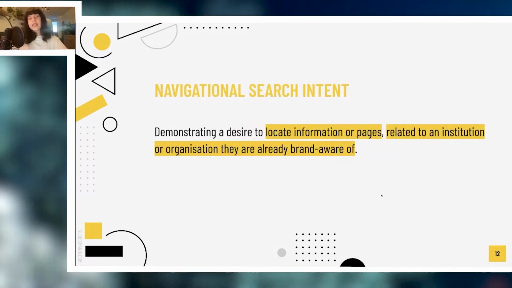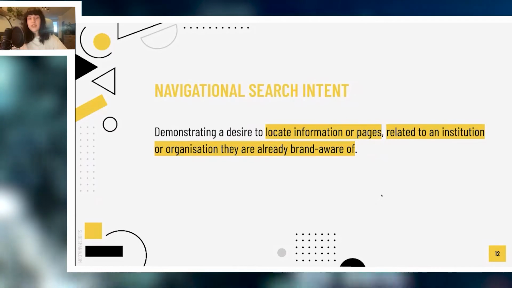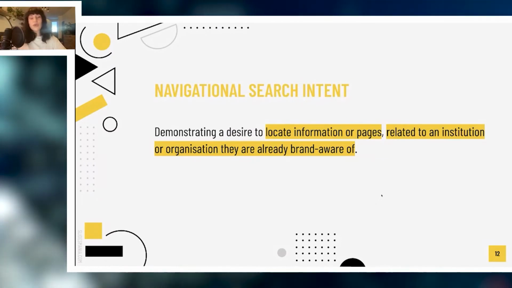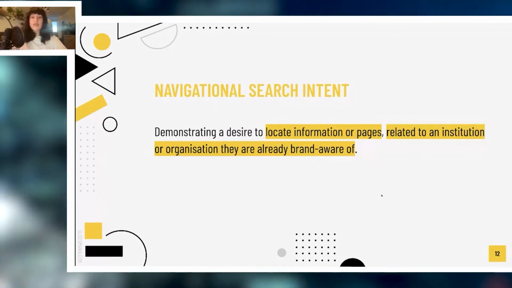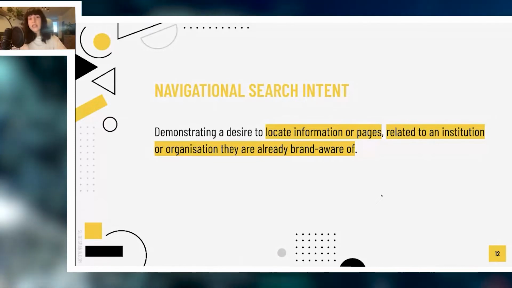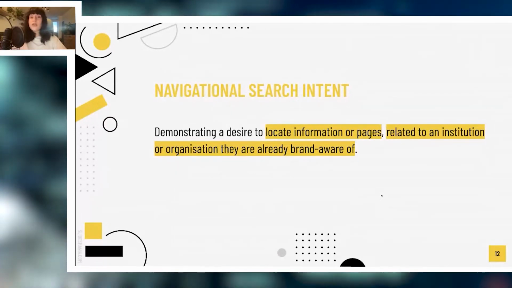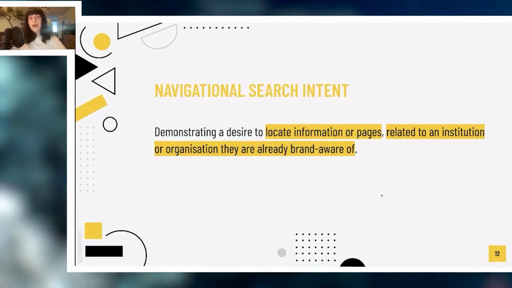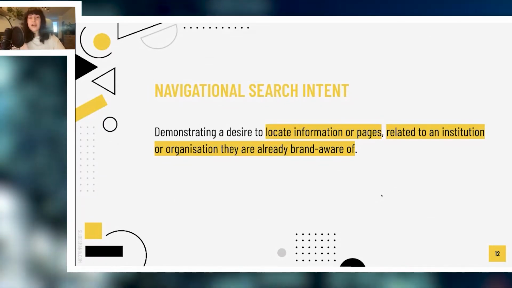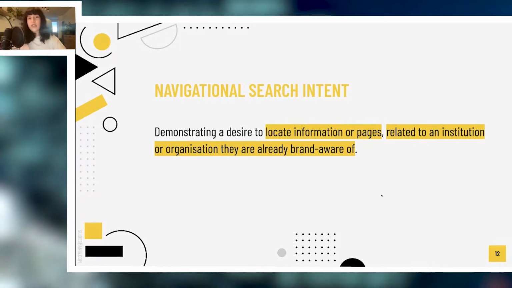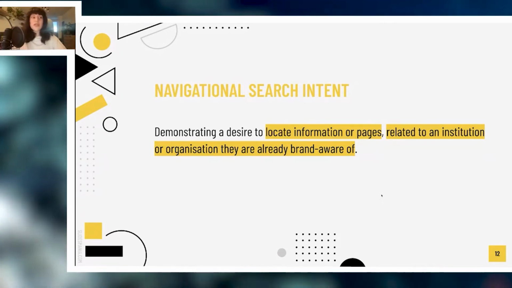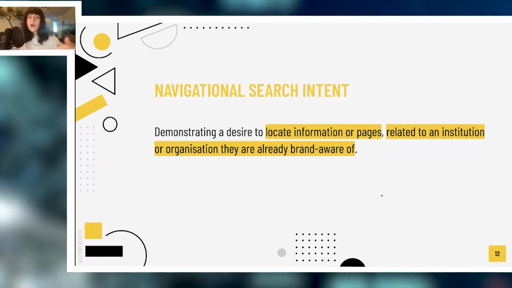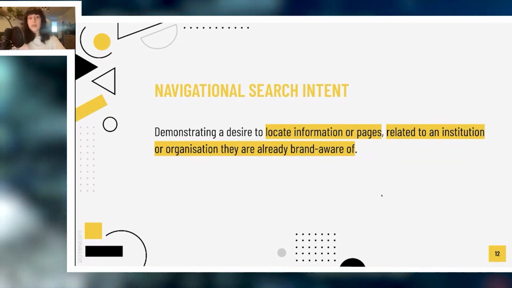The second type is the navigational search intent, which demonstrates a desire of the user to locate information or pages that are related to a particular organization that they are already brand aware of. And this can come in many different forms. They might have encountered this brand via other channels. They might have encountered it offline, but they're already aware of the brand. They are already aware of where they want to go, and they're just navigating to that particular place.